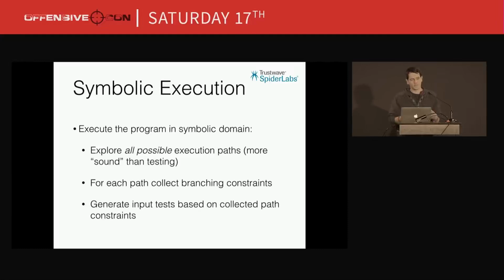And then we take this program and execute it in the symbolic domain. So we explore all possible execution paths. As I said, it's more sound than testing because of that. And then for each path, we collect branching constraints. If we get to a branching condition, an if statement, we take both branches and we can explore both paths at the same time. And as the final step, sort of a side effect, you can generate concrete input for your execution paths.